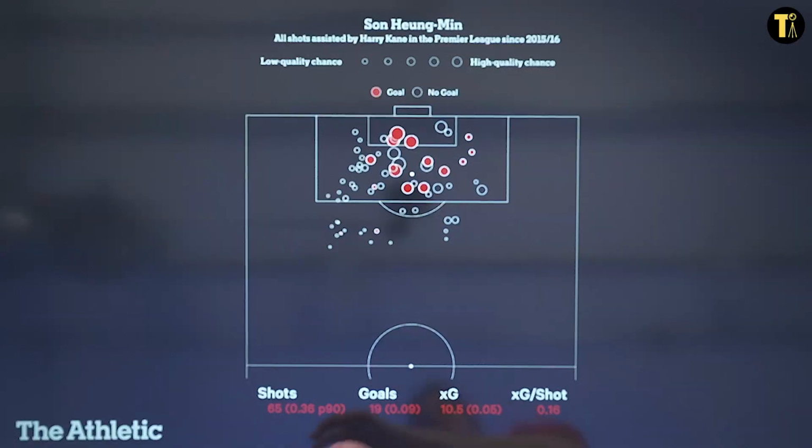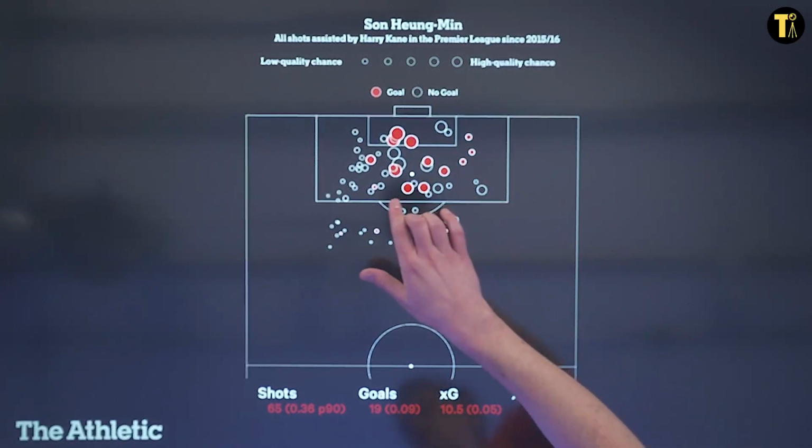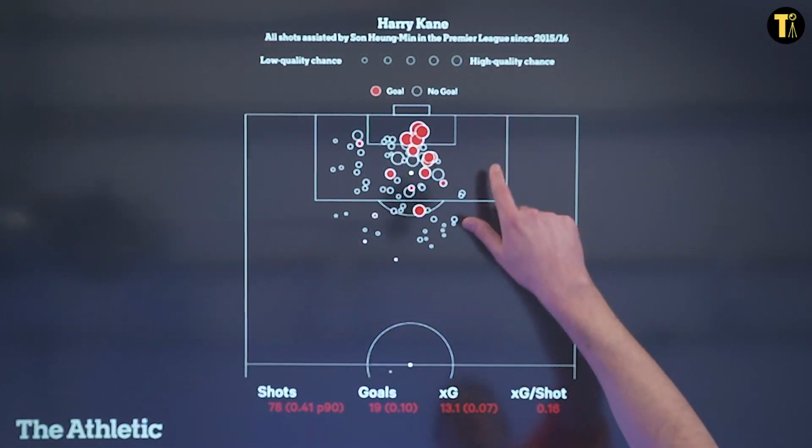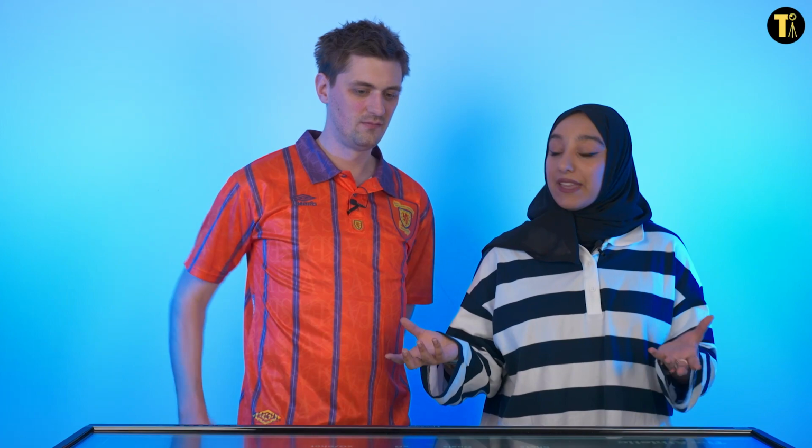That's the reason why they're such an elite attacking combination, especially in the Premier League. So this is Son being set up by Harry Kane for shots, right? Yes. And then this is Kane being assisted by Son. Yes. Now, we talked about Harry Kane, the creator. Now, let's talk about Harry Kane, the goal scorer.